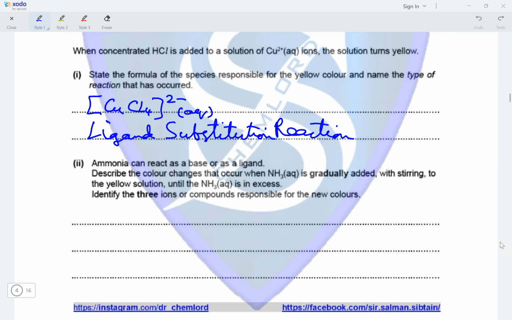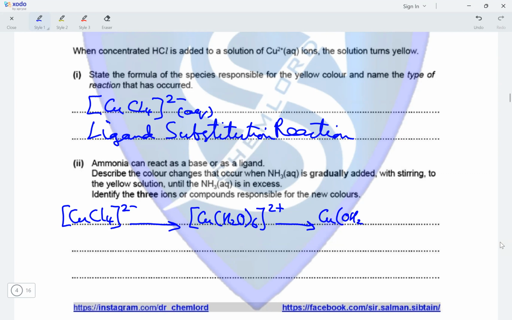So we start off with CuCl4 2 minus. On addition of ammonia it produces Cu(H2O)6 2 positive. On further addition of ammonia it produces Cu(OH)2(H2O)4. On further addition of ammonia it produces Cu(NH3)4(H2O)2 with a charge of 2 positive. So we have added ammonia in each of these steps.